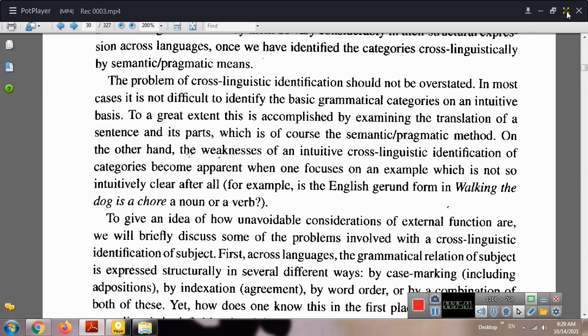On the other hand, the weaknesses of an intuitive cross-linguistic identification of categories become apparent when one focuses on an example which is not so intuitively clear after all. For example, is the English gerund verb in "involving the dog" a noun or a verb?